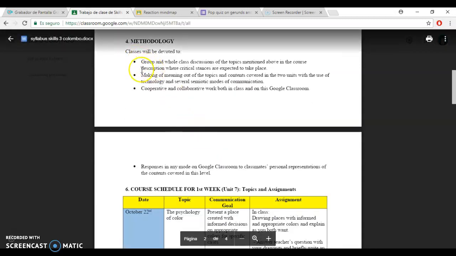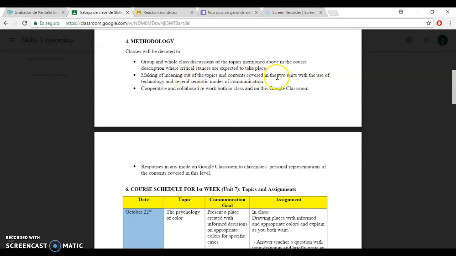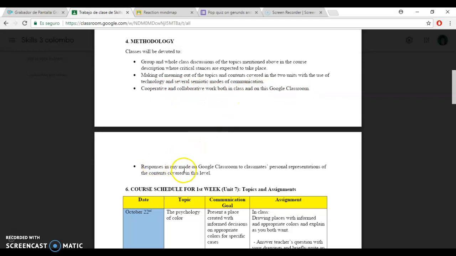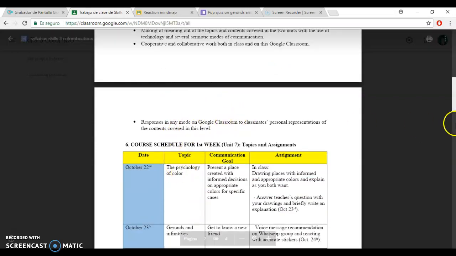This part is very important because here the group and whole class discussions of the topics require critical stances. Also, the classes are devoted to making meaning out of the topics and content covered in the 2 units with the use of technology and several thematic modes of communication. These classes will be devoted to cooperative and collaborative work, and their response in any mode on Google Classroom.